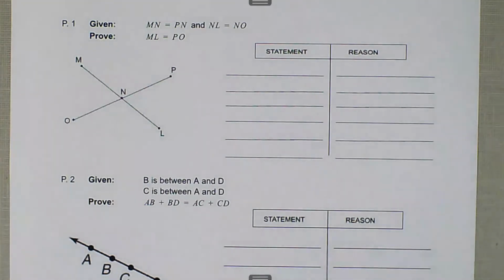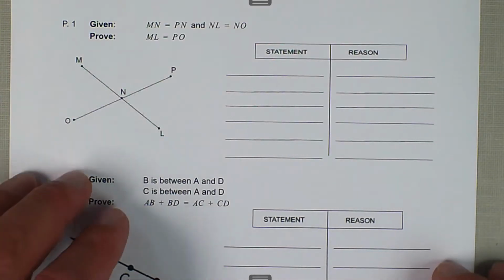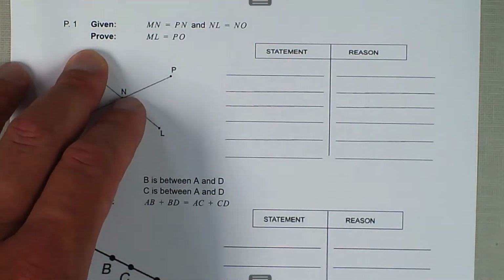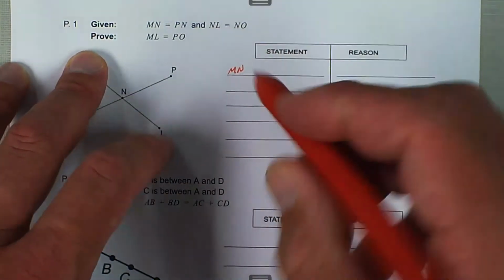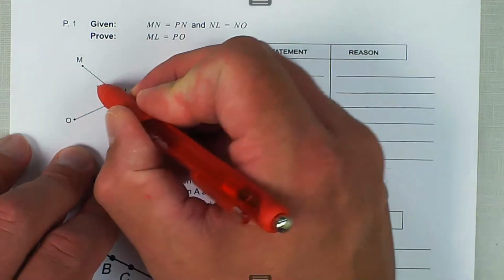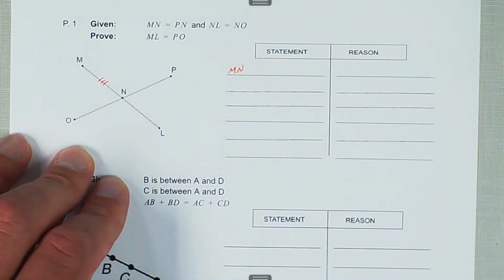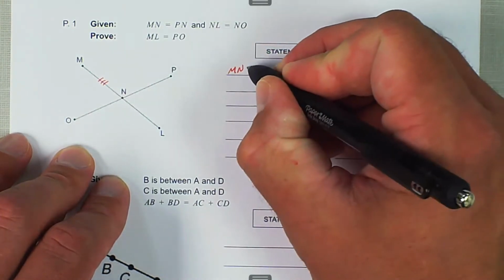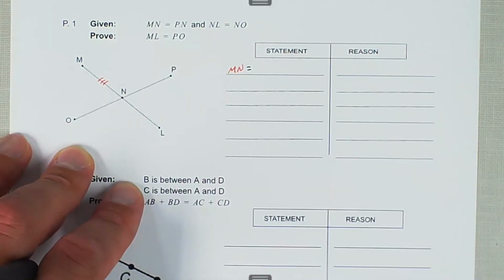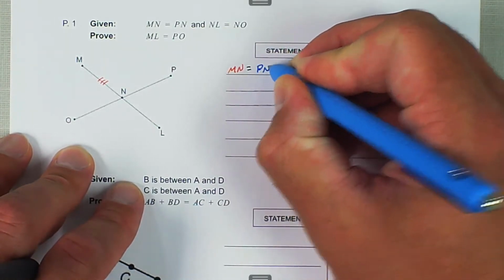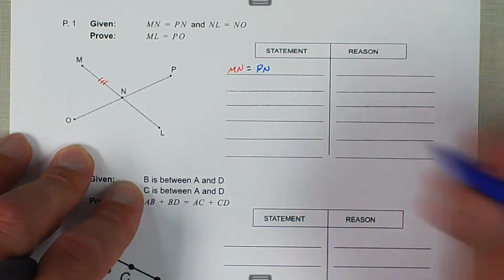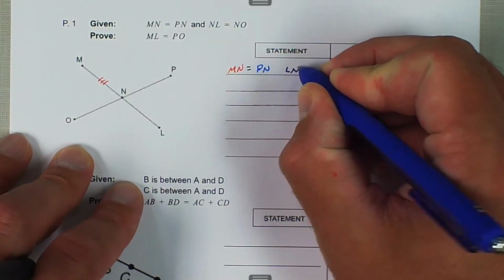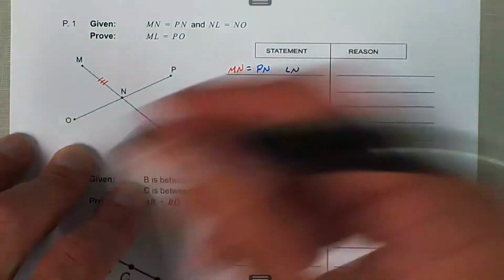We're talking about geometric proofs, and we're talking about segment and angle relationships. And here's a couple examples. So given MN is equal to PN, so if it says it's equal, I'm going to put 3 marks here, MN is equal to PN, and then it also says LN is equal to NO.